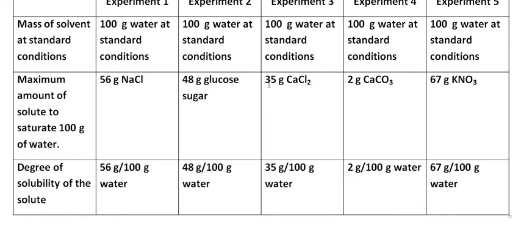In the same way, the maximum amount of calcium chloride that dissolves is 35 grams, and we say that 35 grams is the degree of solubility of calcium chloride in 100 grams of water. 2 grams of calcium carbonate is the maximum amount that can dissolve in 100 grams of water. In the same way, 67 grams of potassium nitrate is the maximum amount of potassium nitrate that dissolves in 100 grams of water. This is the degree of solubility.